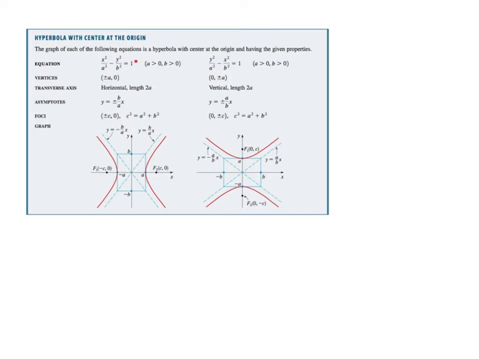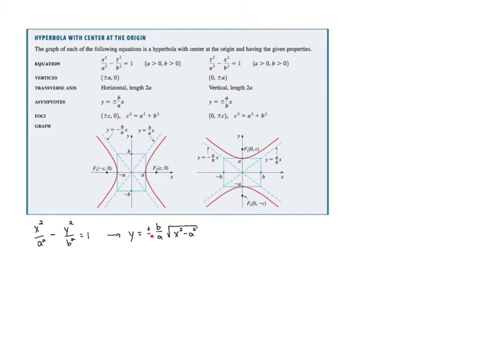So if we take this equation that we have, x squared over a squared minus y squared over b squared equals 1, and we try to solve this for y, we get y alone. I'm not going to go through all of the algebra right now, because that's something that you can do on your own. But if we solve this for y, we end up with y equals plus or minus b over a times the square root of x squared minus a squared.